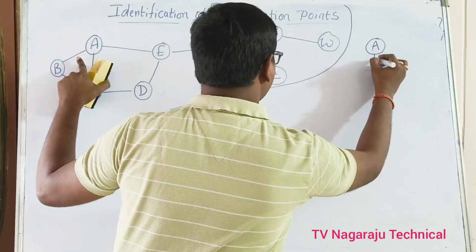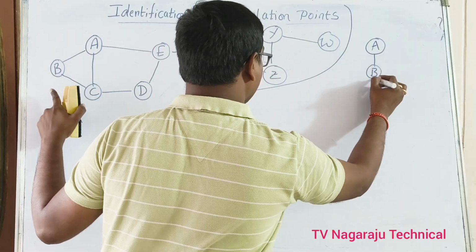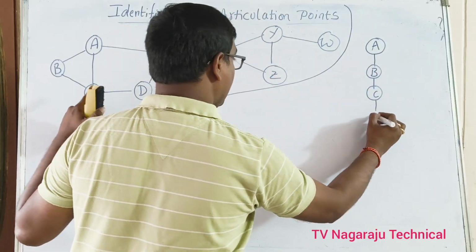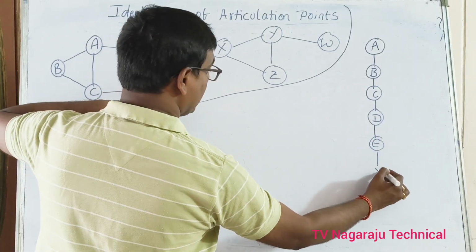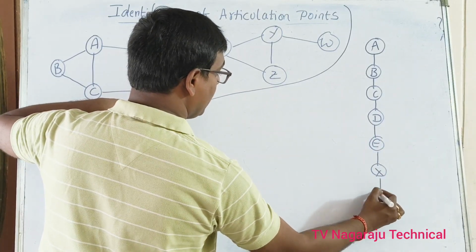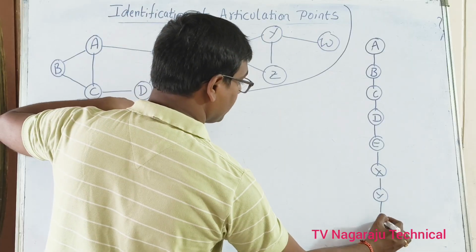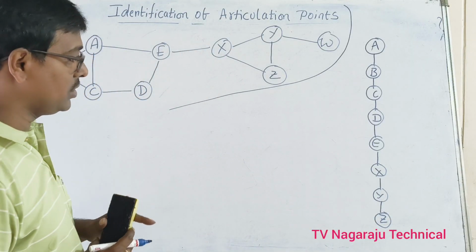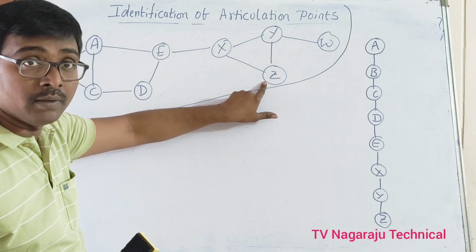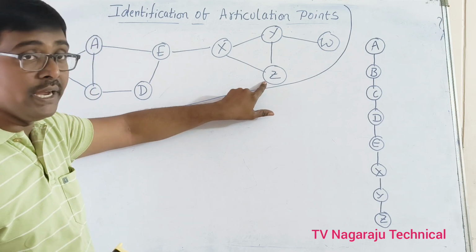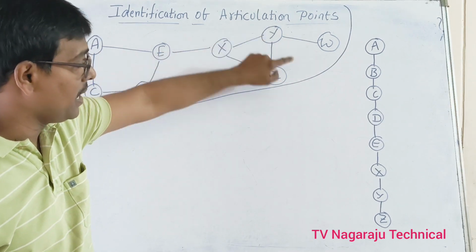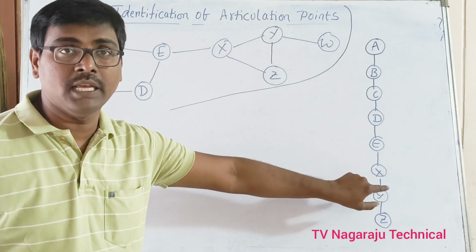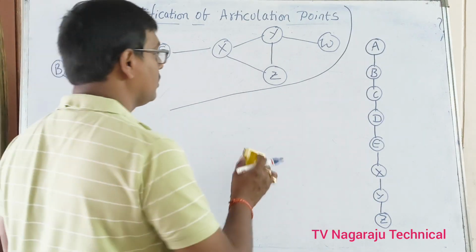After that, move to B, C, D, and then E, X, Y, Z. I stopped at Z. Z has no child, so stop the process and move back to the parent of Z. The parent is Y.